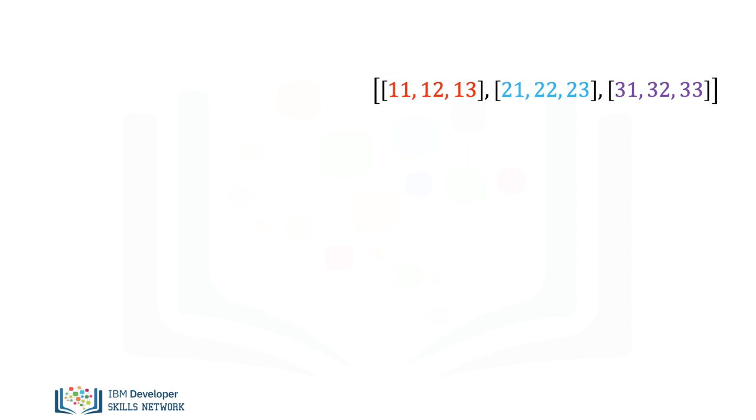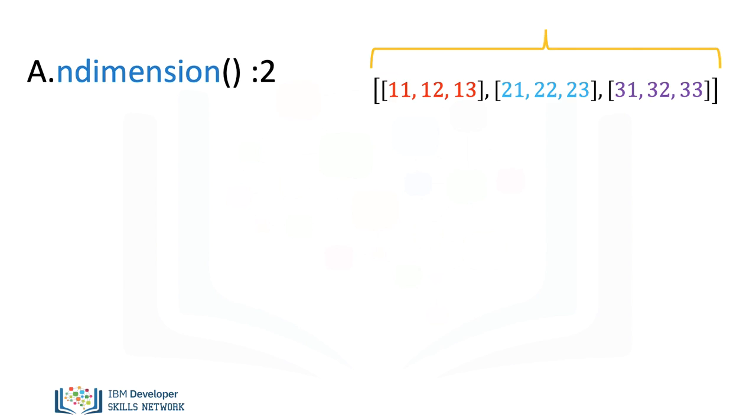We can use the method ndimension to obtain the number of dimensions of a torch tensor. The dimension of a tensor is sometimes also referred to as its rank. The first list represents the first dimension of the tensor. This list contains another set of lists, and that is represented as the second axis or dimension of the tensor.